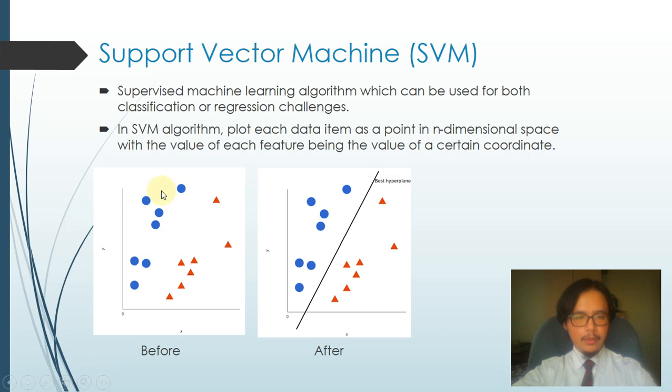As you can see, the left side is before the classification process, and the right side is after the classification process. As the right side shows, there are two classes separated by the best hyperplane, which is used to separate the data into two classes.